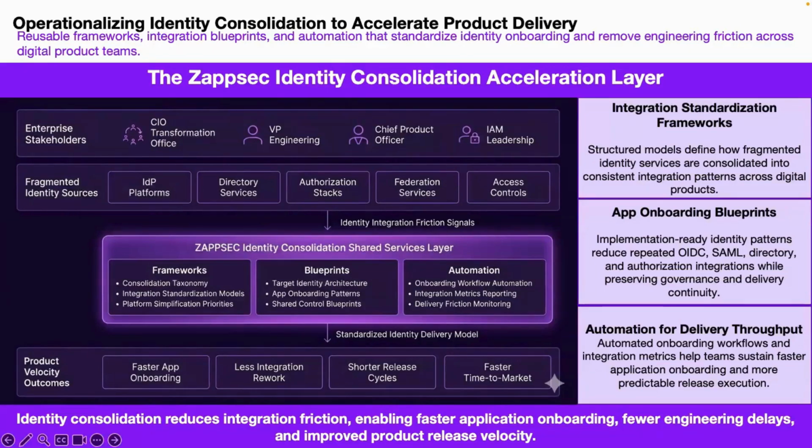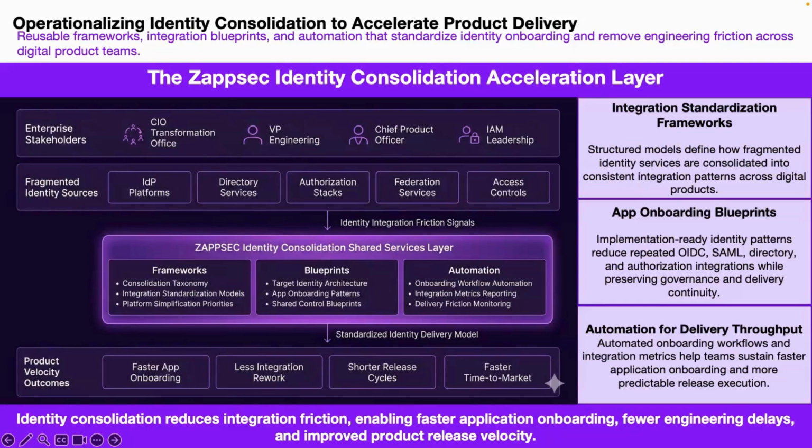Target architecture blueprints provide the standardized integration patterns, the onboarding templates, and the migration sequence. Therefore, product teams are able to start using those new patterns while migration proceeds, and velocity improves before the consolidation is complete. The third thing is automation. That's continuous monitoring of integration health, onboarding compliance, and pattern adherence. If a team introduces a non-standard integration or an unsanctioned identity dependency appears, the automation surfaces that and prevents fragmentation from returning. I get it. It's architecture defined, implementation ready, and continuously governed. These are good differentiators.